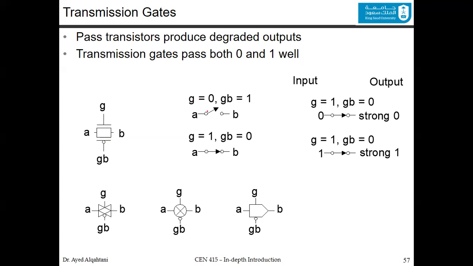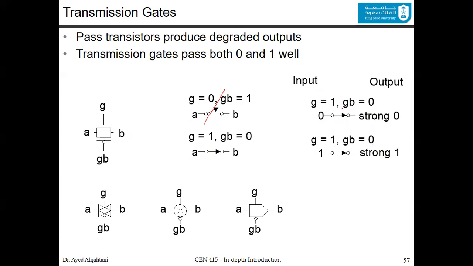So let's have this. As I said, if G is 0 and the G bar must be 1, both of them are off. For the case when it is on, there is a path between A and B. And because we covered both of them, if you have a 0 in the input, it will be a strong 0 in the output. If you have a 1 in the input, then it will be a strong 1 in the output.